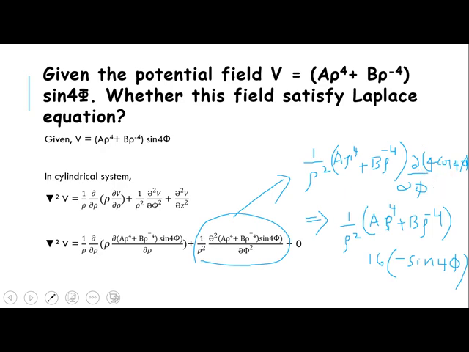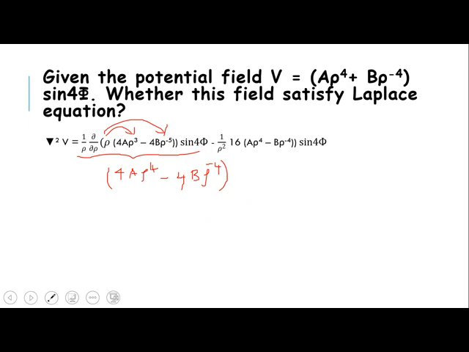I have to differentiate it again with respect to phi. The constant remains the same. When I partially differentiate it again, I get 4 into the partial differential of cos 4 phi, which is minus 4 sine 4 phi. So 4 into 4 becomes 16, and it becomes minus 16 sine 4 phi. Clear? That's written here: minus 1 by rho square, 16 A rho power 4 plus B rho power minus 4, sine 4 phi. Now let us concentrate on the first term.